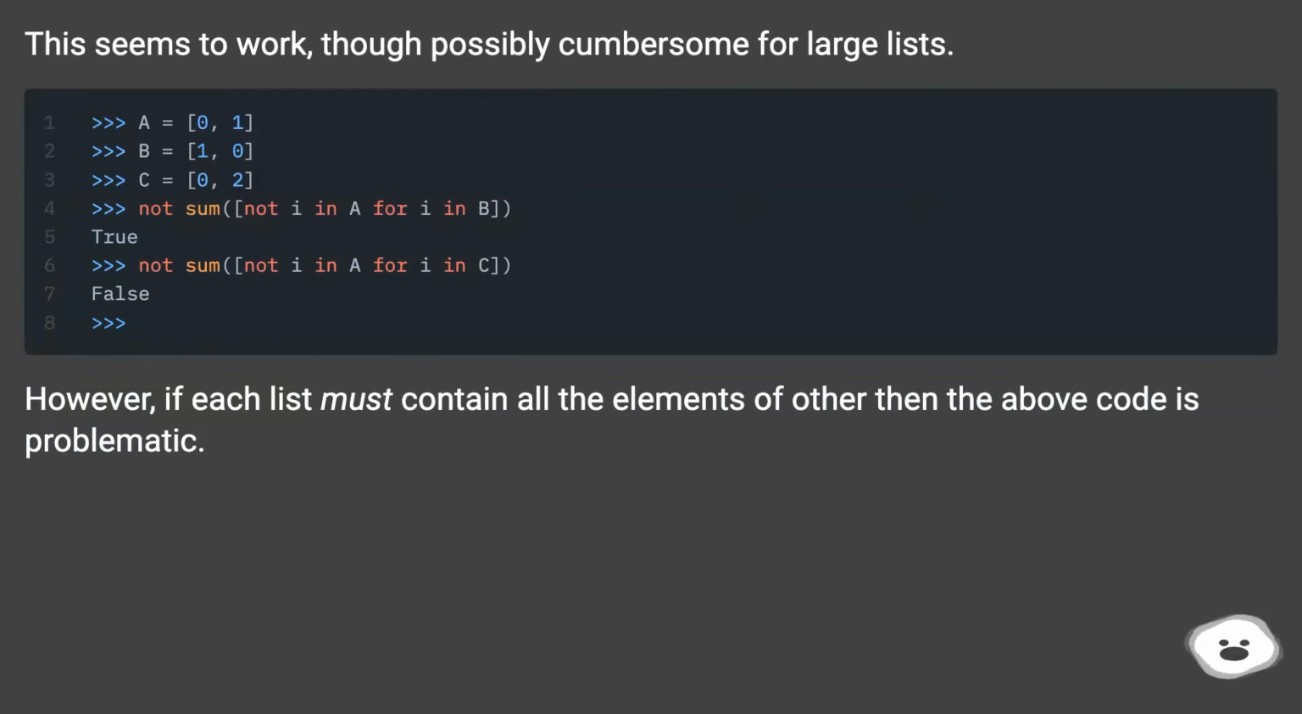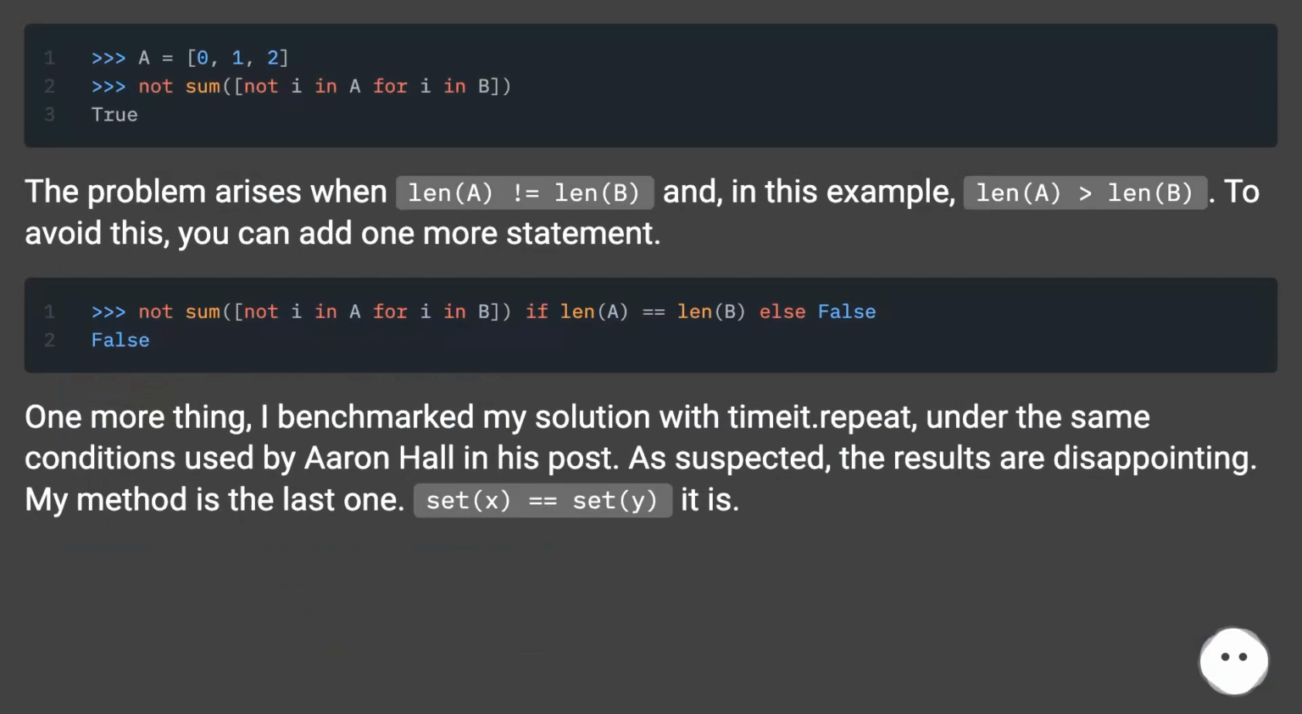This seems to work, though possibly cumbersome for large lists. However, if each list must contain all the elements of the other, then the above code is problematic. The problem arises when len(A) is not equal to len(B) and, in this example, len(A) is greater than len(B). To avoid this, you can add one more statement.